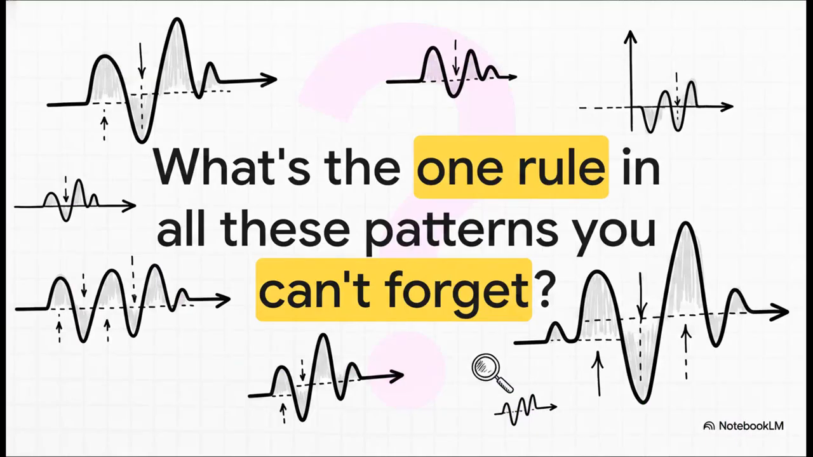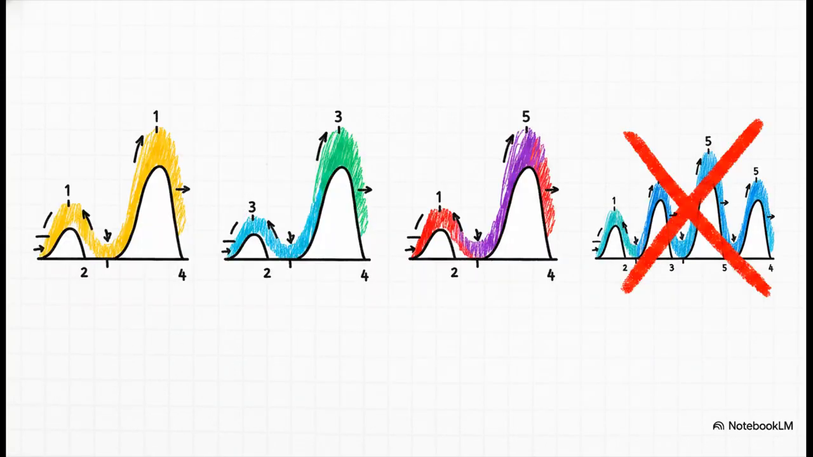So with all these waves and patterns, what's the one thing, the one rule that you absolutely cannot forget? What's the key that unlocks the whole thing? Here it is. This is the golden rule. One of the 3 impulse waves, so that's wave 1, 3, or 5, will always be extended. That's it. It's a simple rule, but it's everything.